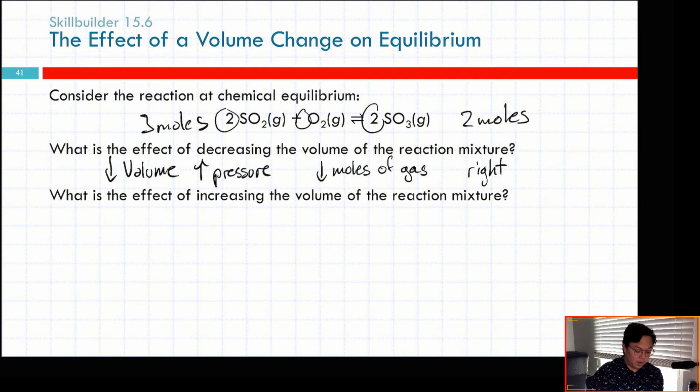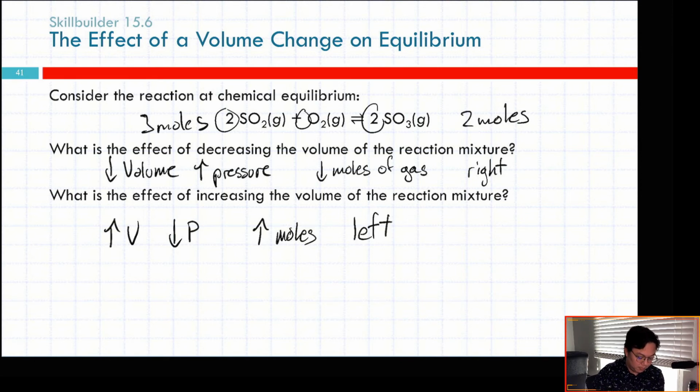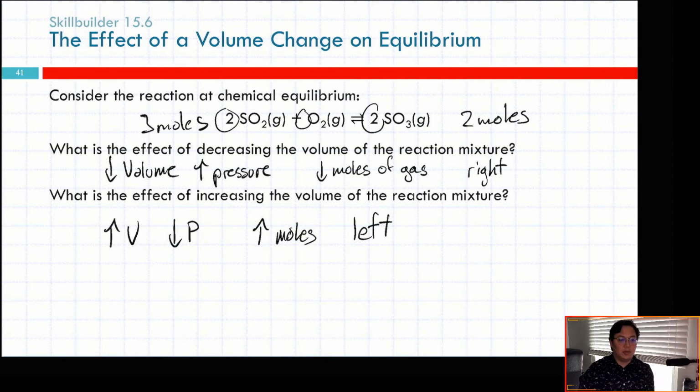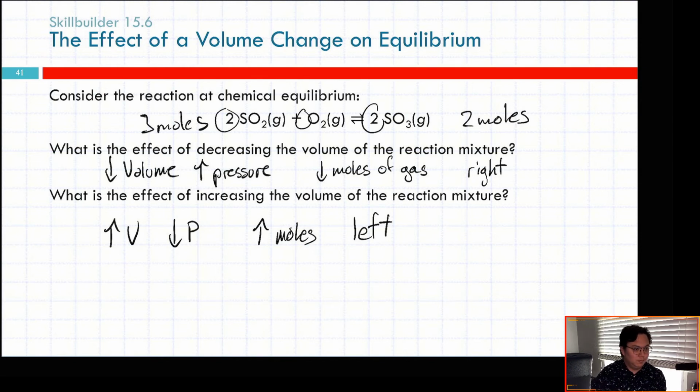If we increase the volume of this reaction mixture, that's going to decrease pressure. So we want to add more moles of gas to fill in that extra space. So we want to increase moles. So we're going to shift this reaction to the left then, because we have more moles of gas in our reactants than we do in our products. Any questions about that one? Cool.